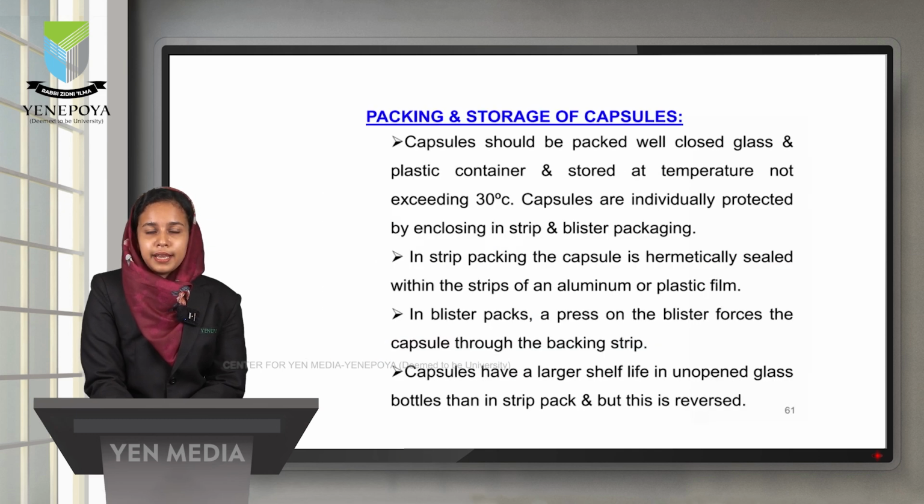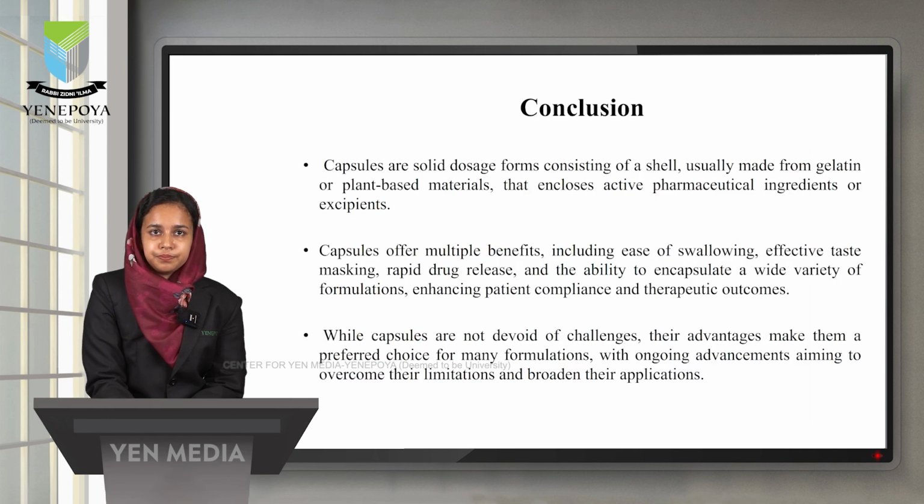Now coming on to the packing and storage of capsules, they should always be packed in well-closed glass and plastic containers and stored at a temperature not exceeding 30 degrees Celsius. These are individually protected by enclosing in strip and blister packaging. In strip packing, the capsule is hermetically sealed within strips of aluminum or plastic film, and in blister packs, a press on the blister forces the capsule through the backing strips. They have a longer shelf life in unopened glass bottles than in strip packing and vice versa.